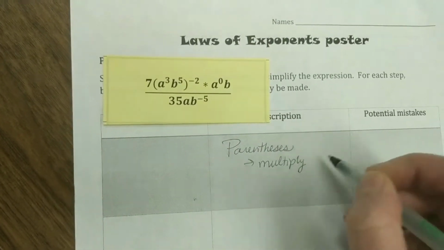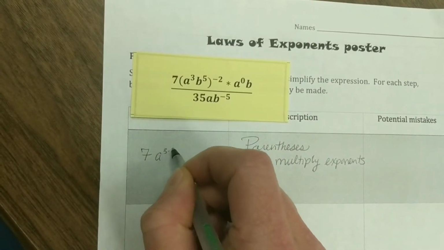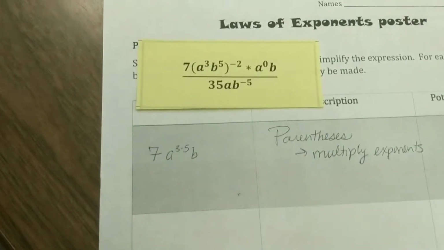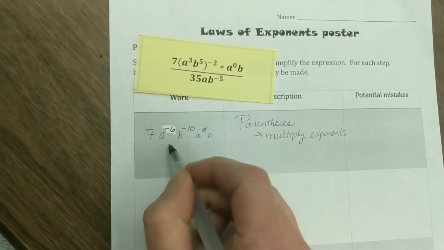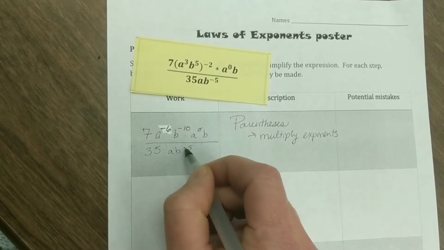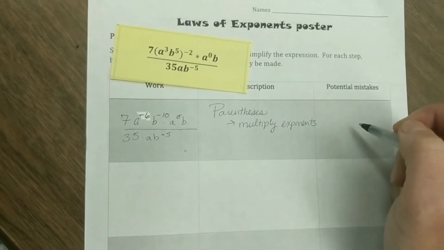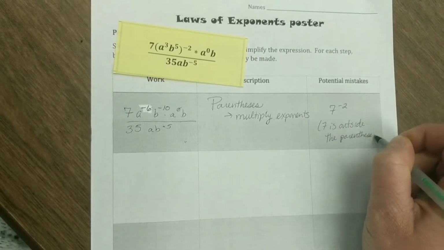This time the coefficient is on the outside of the parentheses, so that 7 is not going to be taken to the negative second power. We're just going to leave that alone. Now, the trick here is that we have a negative power. We're going to multiply that just like normal. 3 times negative 2 is negative 6. 5 times negative 2 is negative 10. And then I'm just rewriting the rest of that expression.